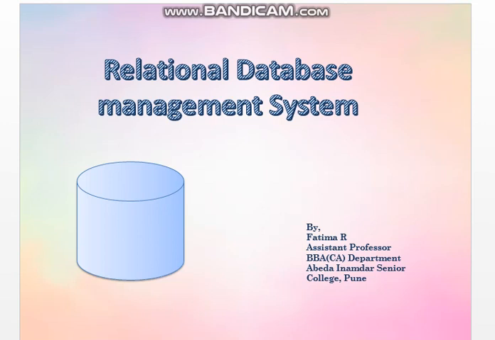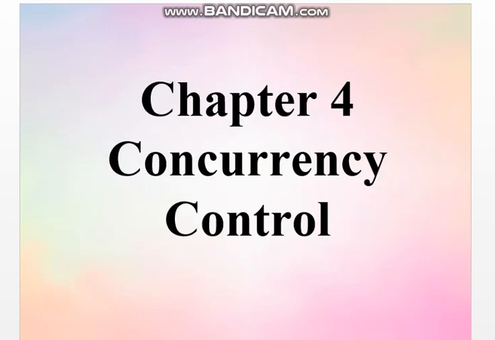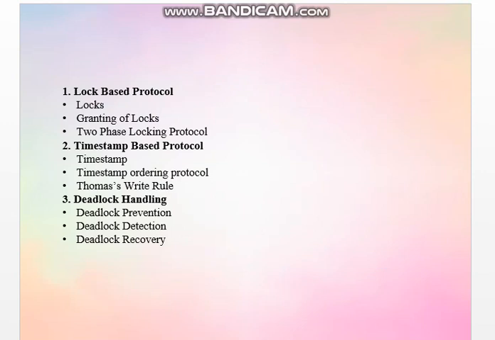Today, we will be starting with a new unit, that is concurrency control. In concurrency control, we will be covering these topics: lock-based protocol, lock, granting of lock, two-phase locking protocol, timestamp-based protocol, which includes timestamp ordering protocol and Thomas Write rule. And then we will be covering deadlock handling, that is deadlock prevention, detection, and recovery. So without any further delay, let's start with unit number 4, that is concurrency control.